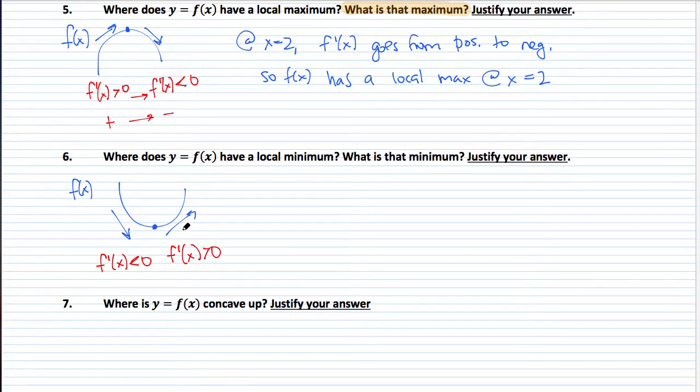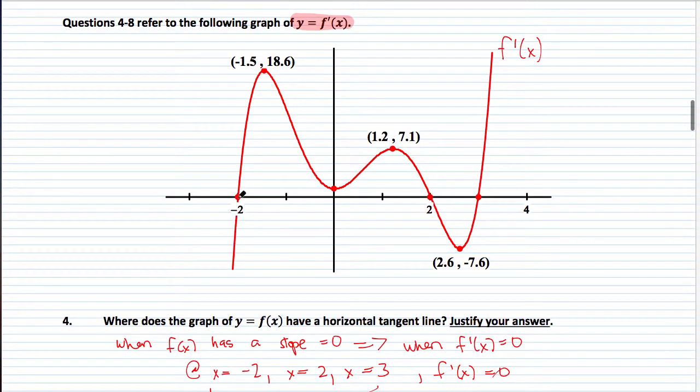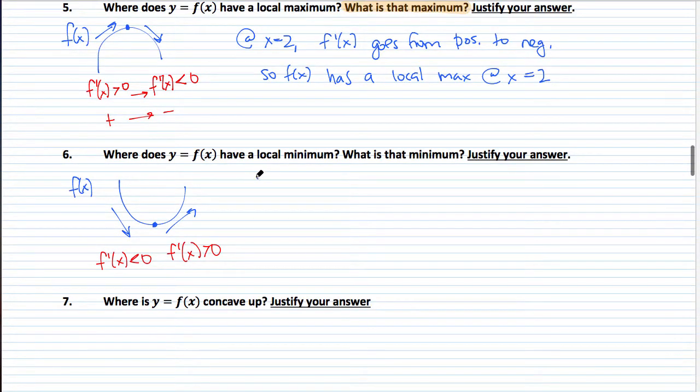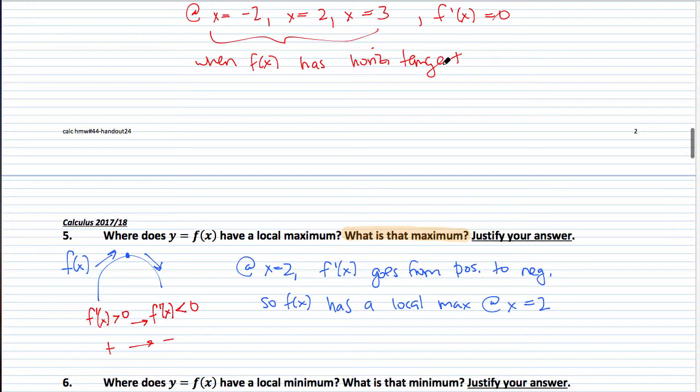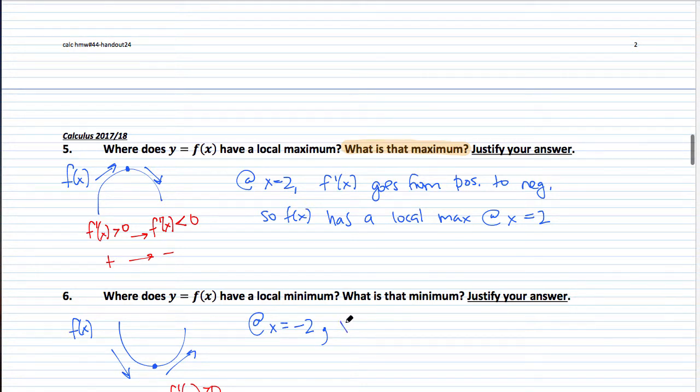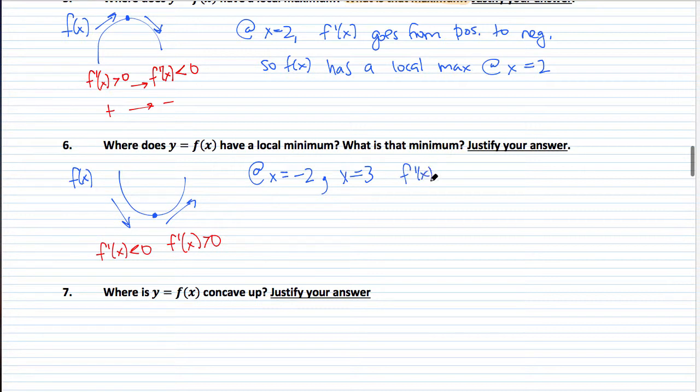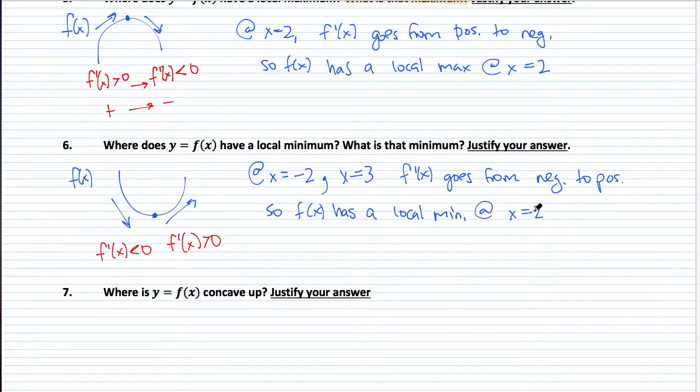So where in my graph do I have a situation where the derivative goes from negative to positive? In my graph, I see that at x equals negative 2, my derivative value goes from a negative value to a positive value. But we actually also have an additional point where it goes from a negative value to a positive value, and that is at x equals 3. So at x equals negative 2 and x equals 3, my f prime of x goes from negative to positive, so my f of x has a local minimum at those locations. And so it's negative 2 and 3.